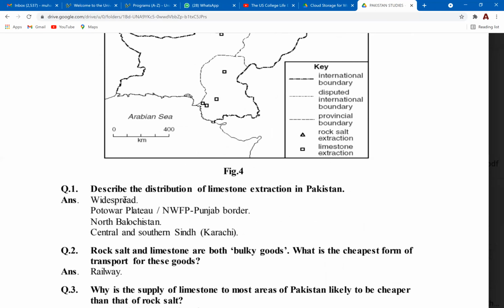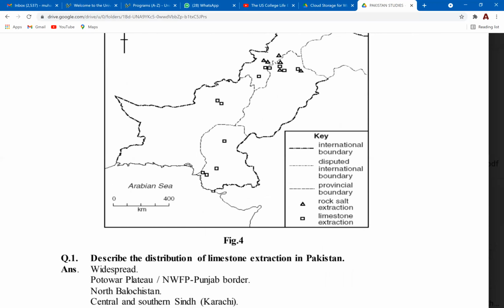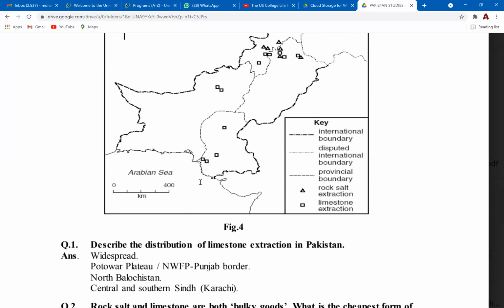Widespread, first point, Potohar Plateau, NWFP Punjab border. What I was saying is that it is very concentrated here, this place. This is Potohar Plateau here. It's found in North Balochistan. I mean, you're now more specific for the province. Instead of just writing it's found in Balochistan, you're talking about the northern side of Balochistan, central and southern Sindh. See, 1 in central Sindh and 3 in southern part of Sindh. And Karachi is a specific area. That is how you need to think to get these marks.